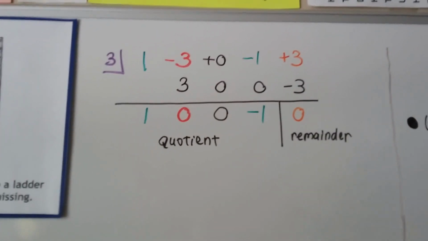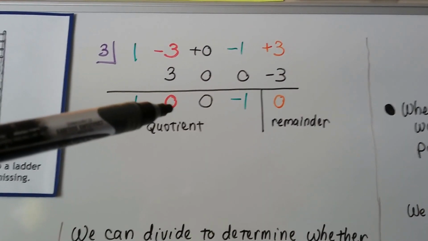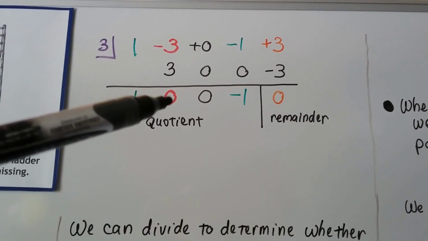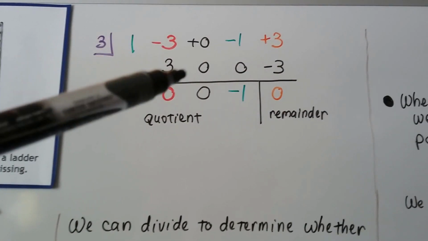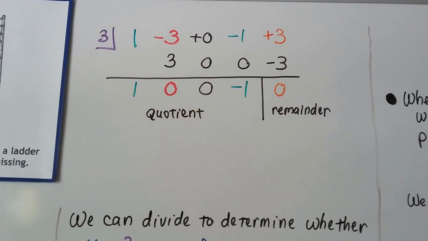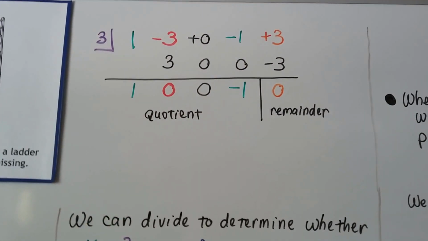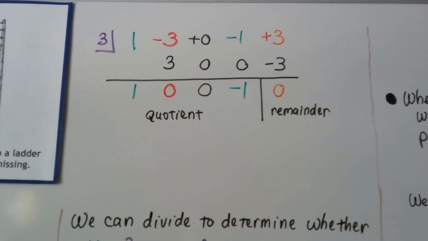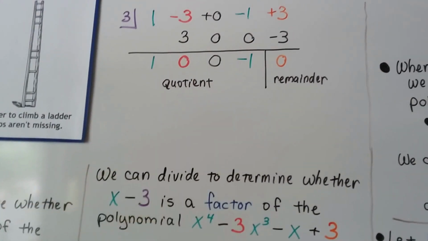You can go really quick. You just do 3 times 1 is 3. You do your subtraction. Then you do 3 times 0 is 0. You do your subtraction. You do 3 times that 0 is 0. You do your subtraction. And then you do the next one. 3 times the negative 1 is a negative 3. And you can go really quick when you are good at synthetic division, okay? It won't look as long as mine did with all of this explanation, all right? You'll just be able to do it real quick like that.